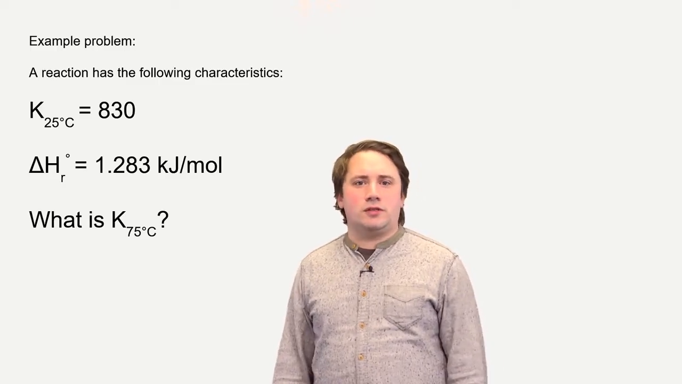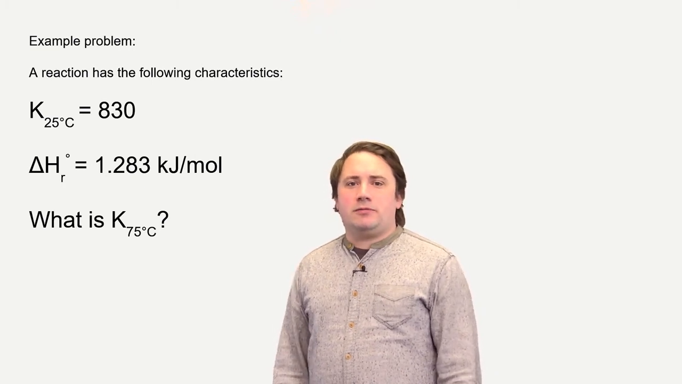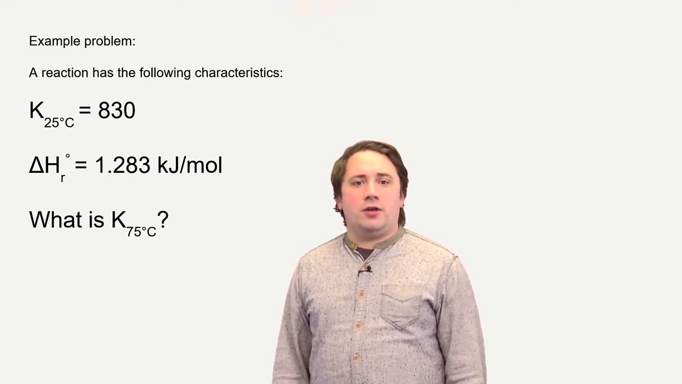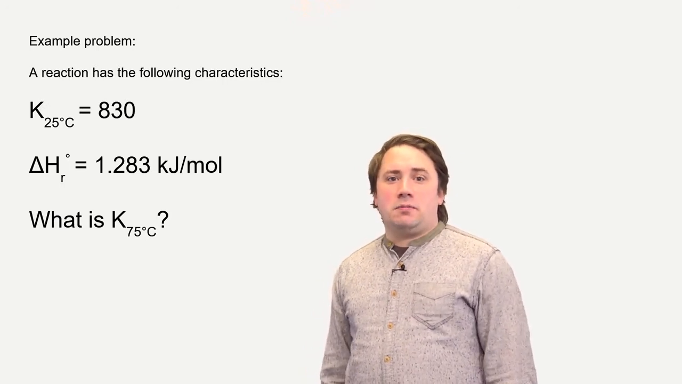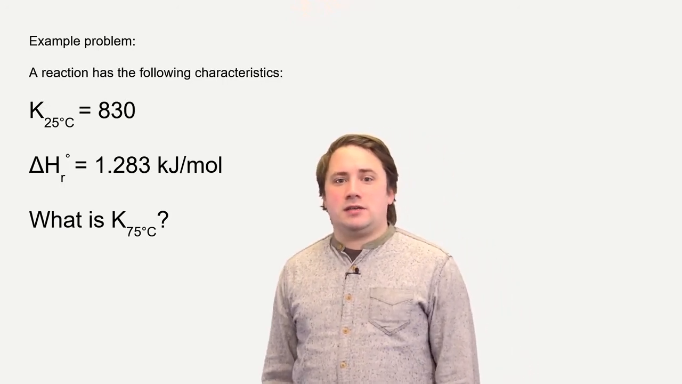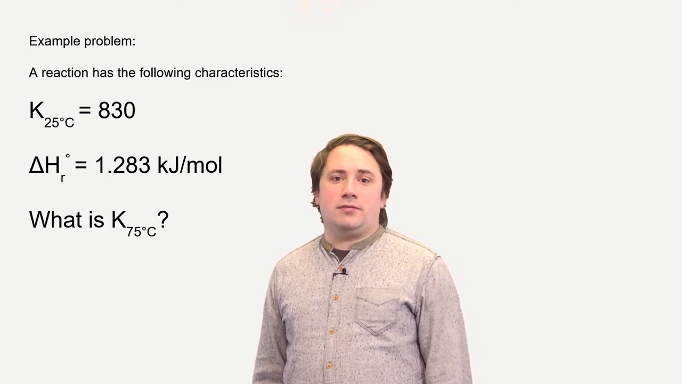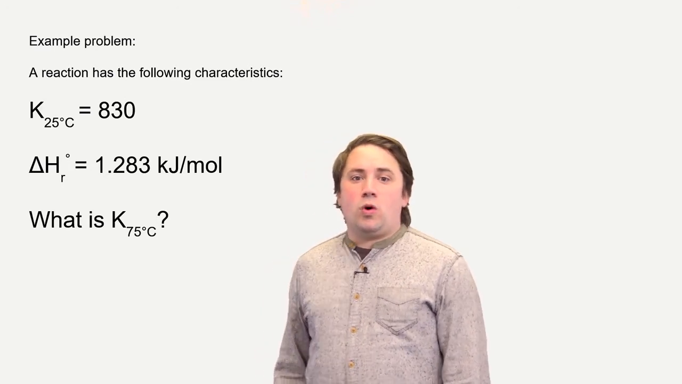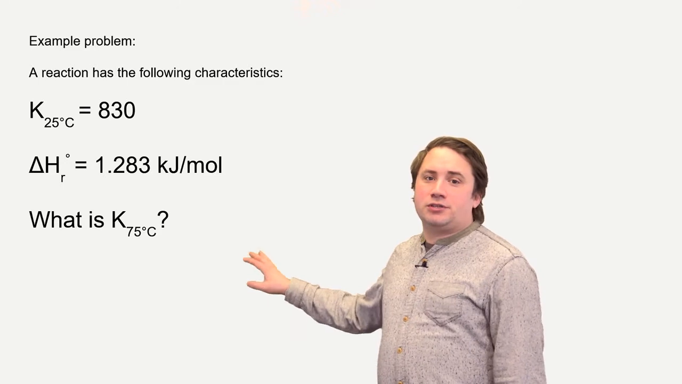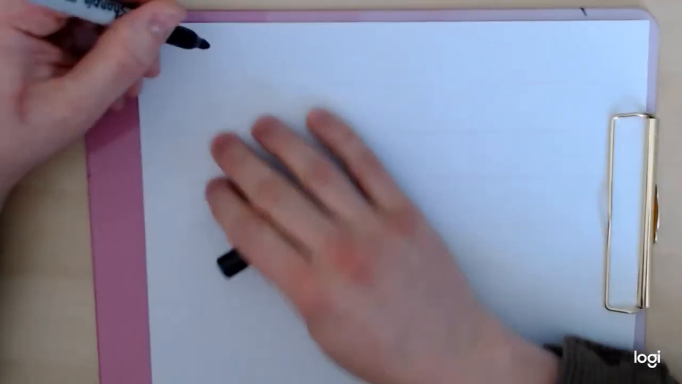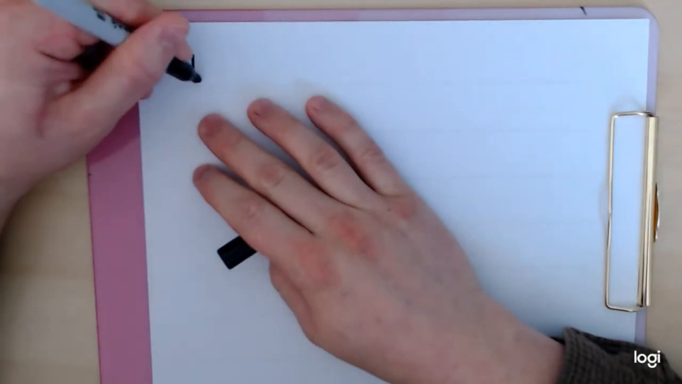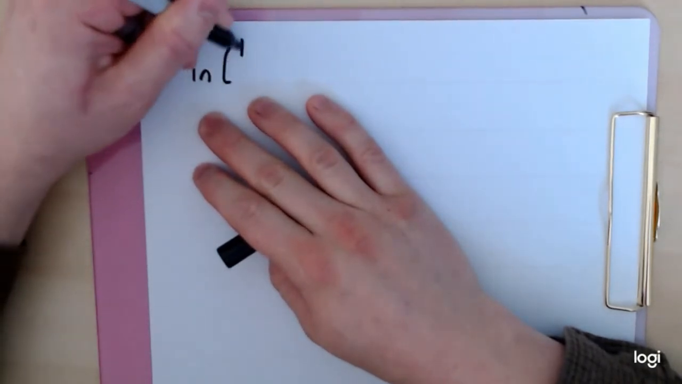Okay, so let's just work a real simple example problem. Say we have a reaction with a K value at 25 degrees Celsius of 830. And we have a standard enthalpy of reaction at 25 degrees Celsius of 1.283 kilojoules per mole. What is the equilibrium constant of this reaction at 75 degrees Celsius? Let's figure that out. So I'll first start by just rewriting the integral form of the Van't Hoff equation that we just derived.